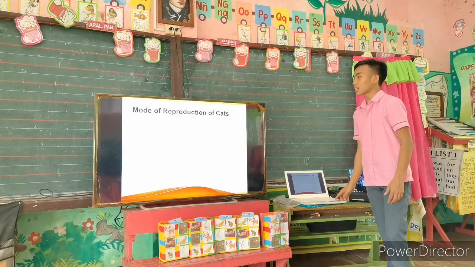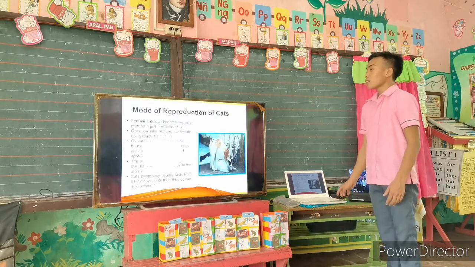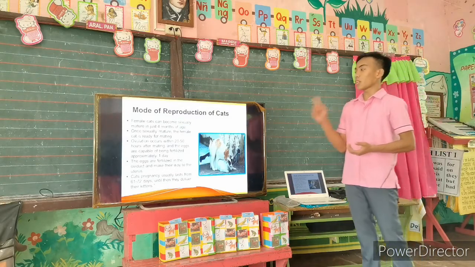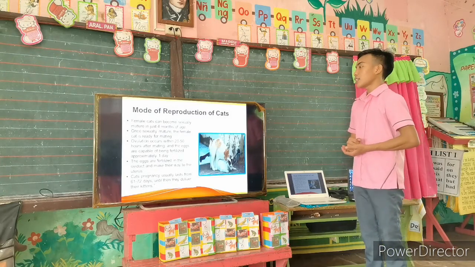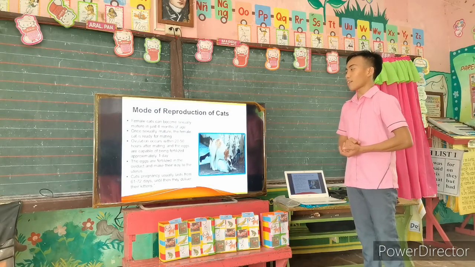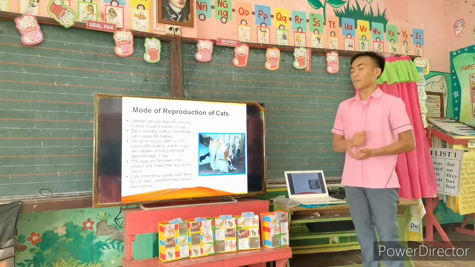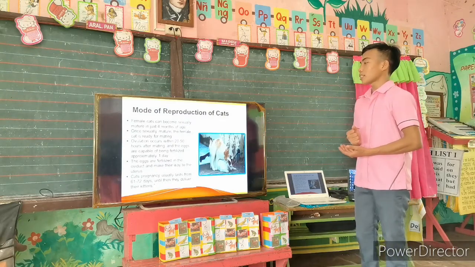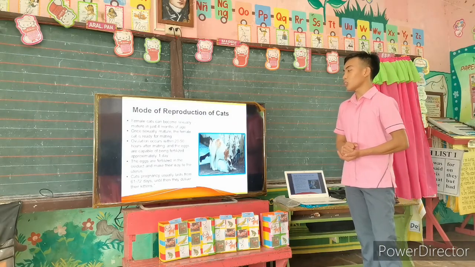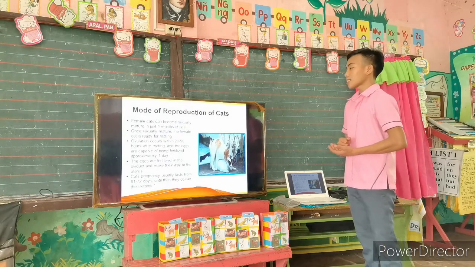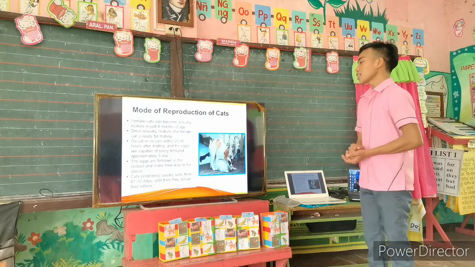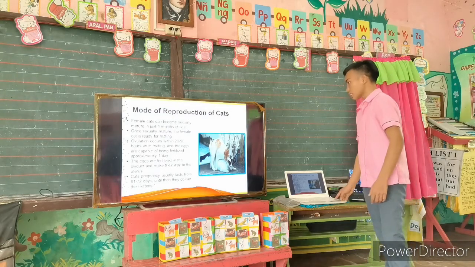Modes of reproduction of cats. Female cats can become sexually mature in just 4 months of age. Once sexually mature, the female cat is ready for mating. Ovulation occurs within 20 to 50 hours after mating, and the eggs are capable of being fertilized for approximately 1 day. The eggs are fertilized in the oviduct and make their way to the uterus. A cat's pregnancy usually lasts from 61 to 72 days, until they deliver their kittens.